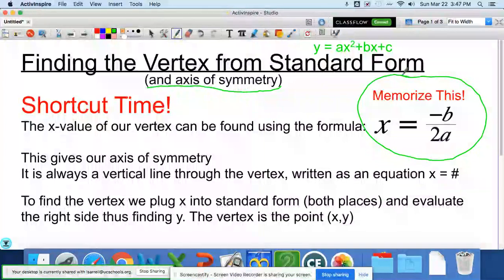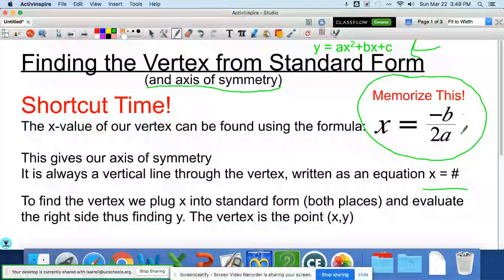Anyways, if we use this formula, x equals negative b over 2a, it's going to give us the axis of symmetry because the axis of symmetry is just x equals a number. Well, considering we're going from standard form and we know b and a, when we plug b and a in, we're just going to get a number out. Well, that's our axis of symmetry, but it's written as a line, so it's x equals a number. On our way to finding the vertex, we find that x value.